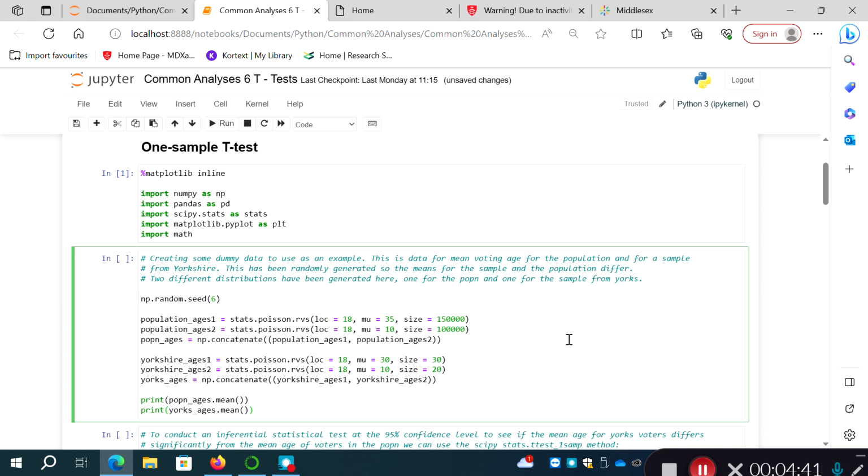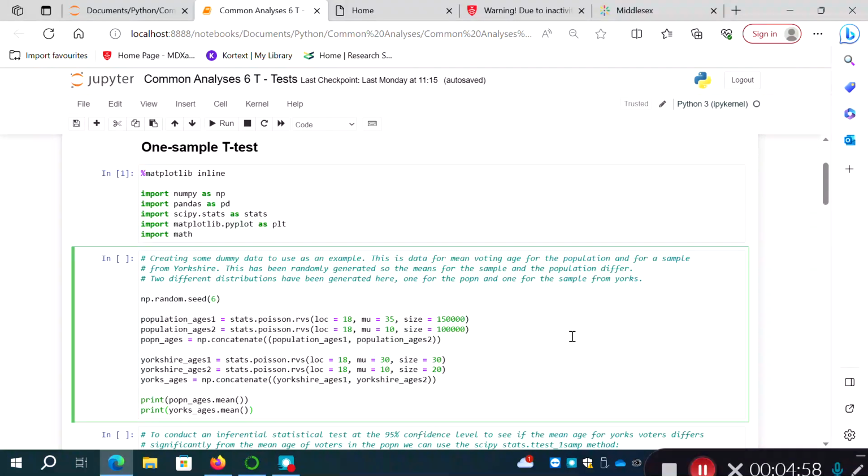So first of all, I'm going to create some made up dummy data to use as an example. This data is going to be about mean voting age for a population and for a sample from the county of Yorkshire. So that's where I'm from originally.